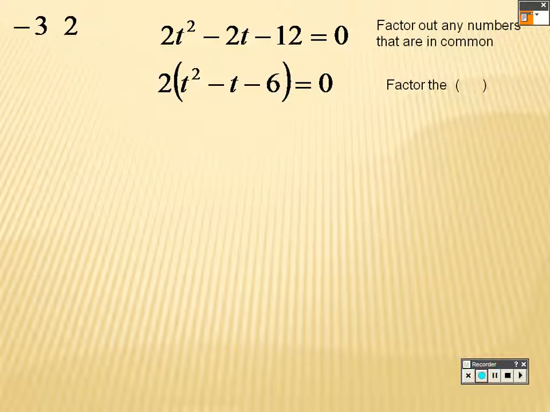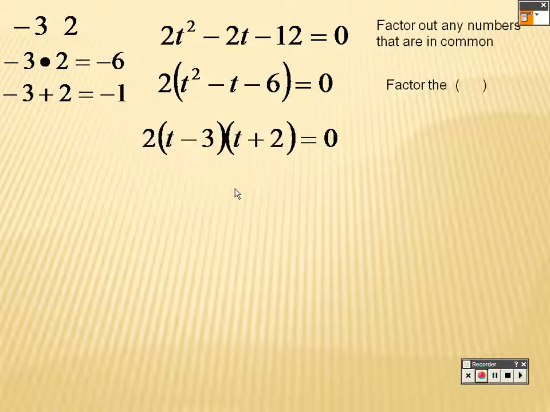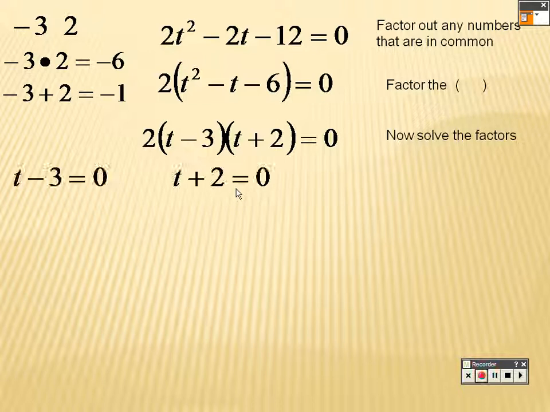because negative 3 times 2 is negative 6. So what multiplies to give you negative 6? That works. That also adds to give you negative 1. Negative 3 and positive 2 work. So I set each of those equal to 0. T minus 3 equal to 0. T plus 2 equal to 0. And I solve them. So I add 3 on both sides. I get t equals 3. Subtract 2 on both sides. I get t equals negative 2.